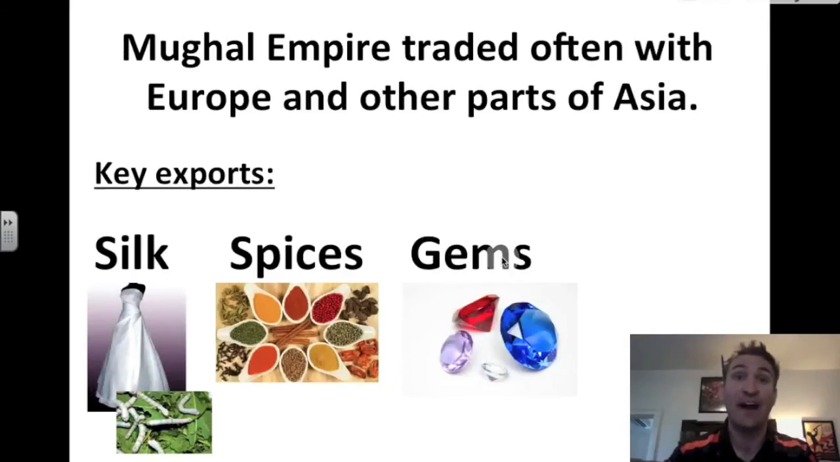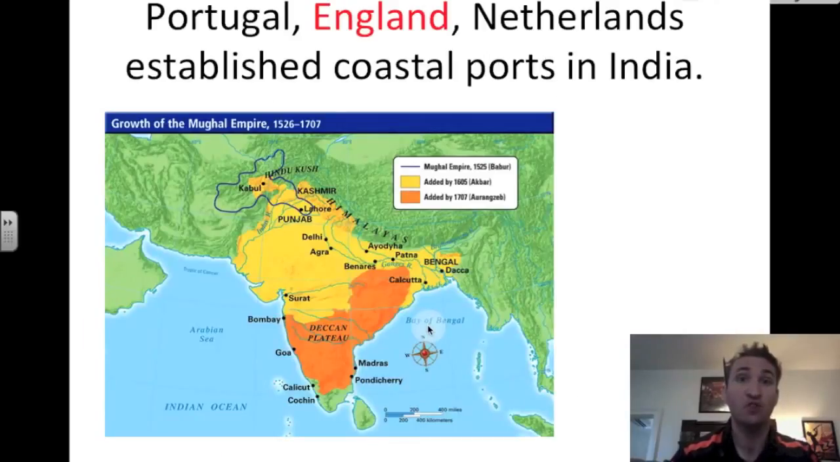Did the Mughal Empire trade with Europe? The answer is yes. The Mughal Empire traded often with Europe and other parts of Asia. There were three key exports that the Mughal Empire sent out: silk, spices, and gems. Portugal, England, the Netherlands were all three European powers that established coastal ports in India.